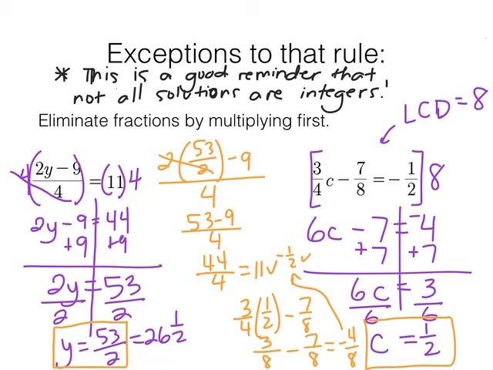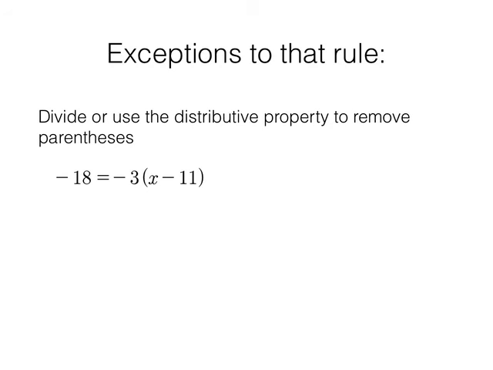Okay, let's continue. Okay, other exceptions to the rule. In this case, let's look at this problem. We need to use the distributive property first to get rid of these parentheses. But I also wanted to point out another way we could actually do this problem, and we'll get to that in just a second. But let's use the distributive property briefly here.